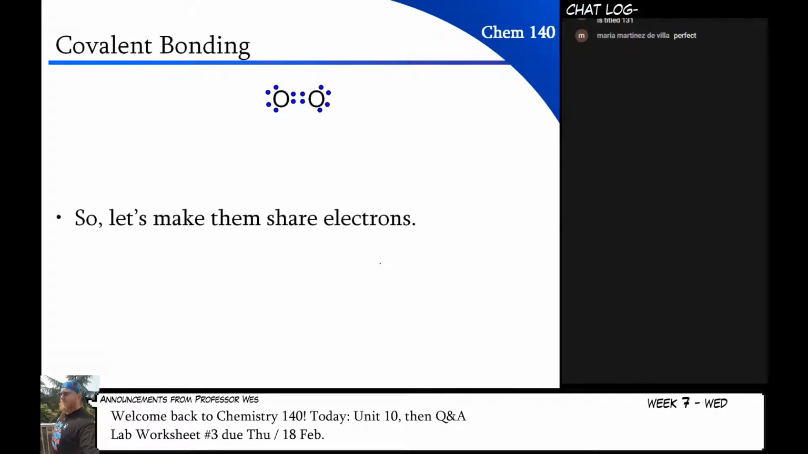Everything is an octet because those 4 electrons in the middle are shared. And since 2 electrons makes a line for a bond, we'll just write 2 lines. This is called a double bond. A double bond has 2 pairs of electrons in there.